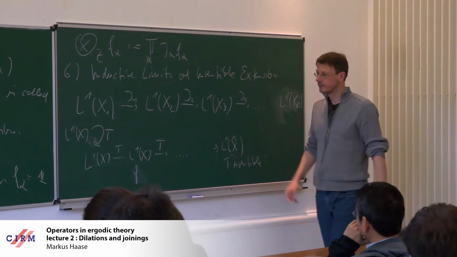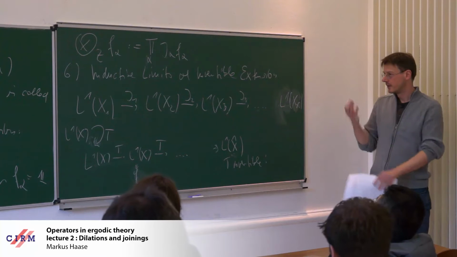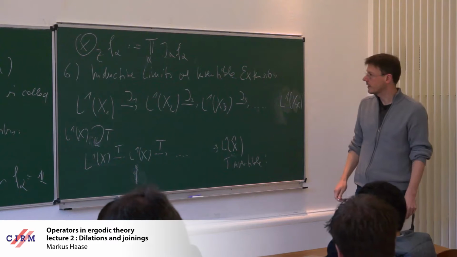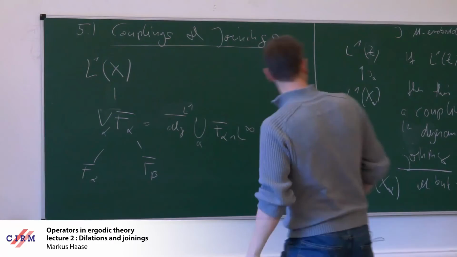So in particular, if T is invertible here, this invertible extension is just L1(X) again. So this embedding from that in here is just an isomorphism in that case. Okay, so this is invertible extension in my view. Okay, let me see. Wow, time flies.